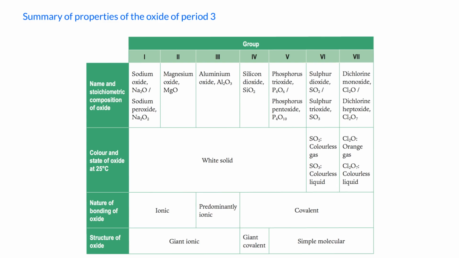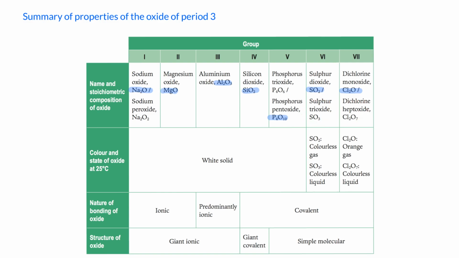But among these oxides, we'll just focus on one for each element. For example, for sodium, we're going to focus on sodium oxide only. Magnesium oxide is the only one. Aluminium oxide, silicon dioxide. For phosphorus, we're going to talk about phosphorus pentoxide. And for sulfur, we're going to focus on sulfur dioxide. And the last one, we're going to focus on dichlorine monoxide only. For the other ones, you just need to know that they may form more than one form of oxide.